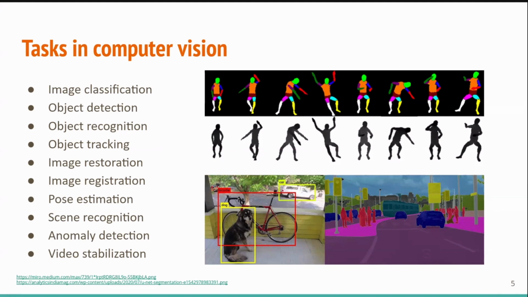Pose estimation: this is one example. It can be used in sports analytics, like if it is an athlete, how he is running, how he is tackling, all those things. And scene recognition, which is widely used in the autonomous vehicle area, and anomaly detection, which can be in security, to find what the anomaly is. Video stabilization is another task.